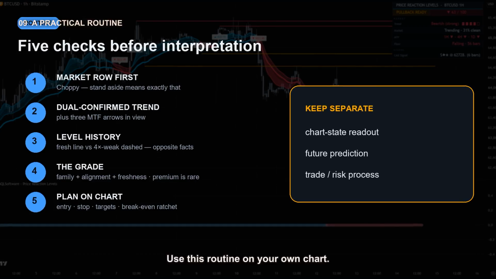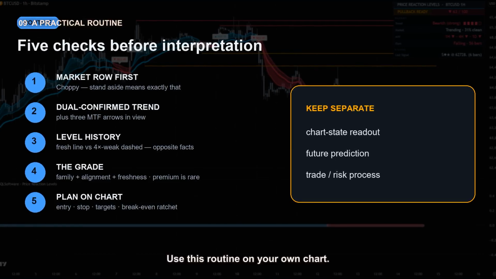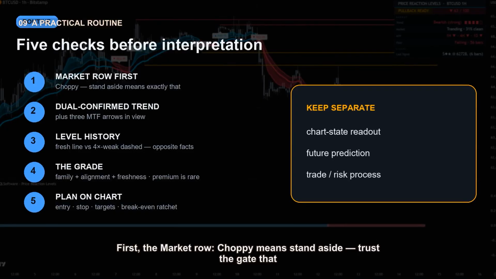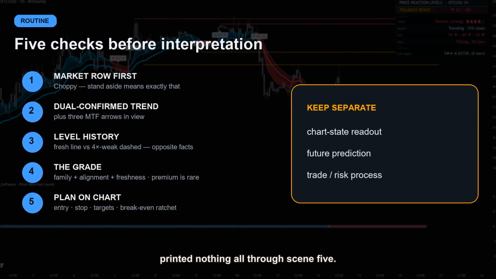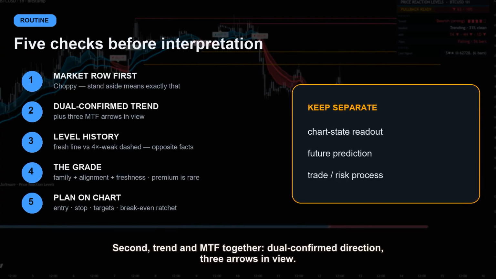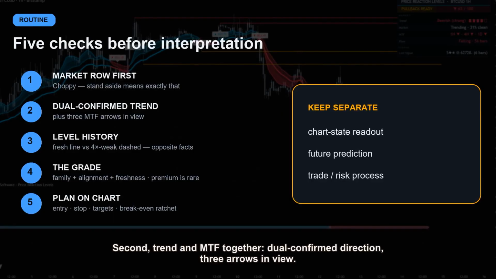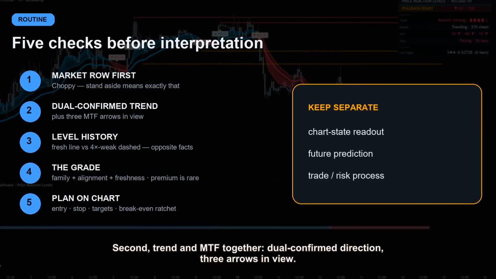Use this routine on your own chart. First, the market row. Choppy means stand aside. Trust the gate that printed nothing all through scene 5. Second, trend and MTF together. Dual confirm direction, 3 arrows in view.